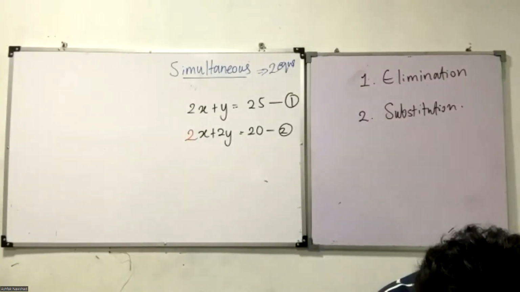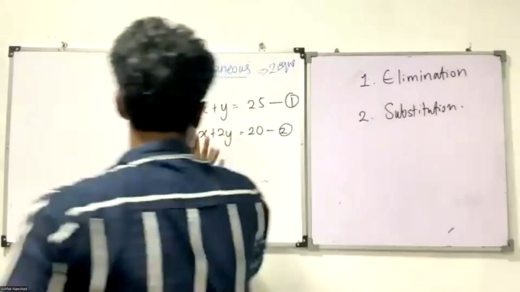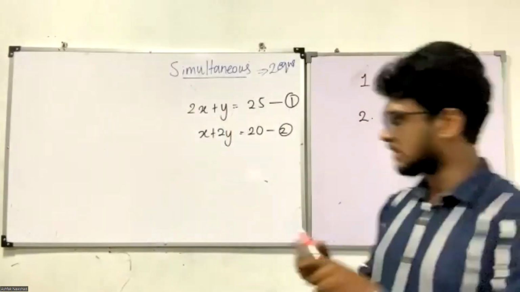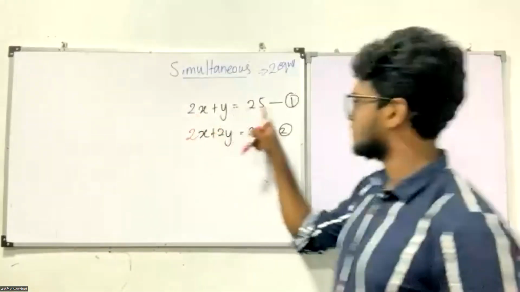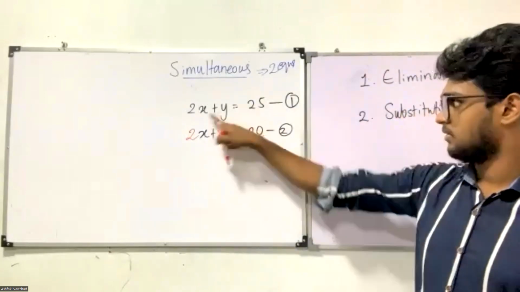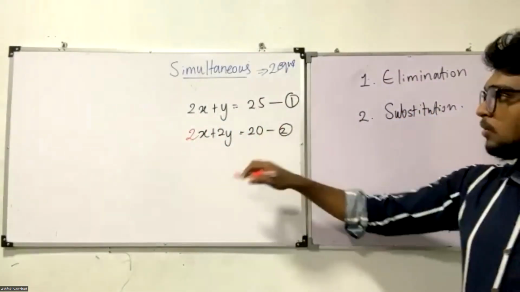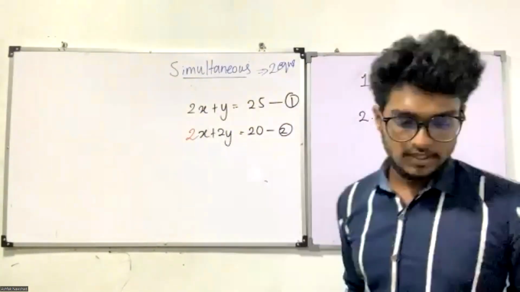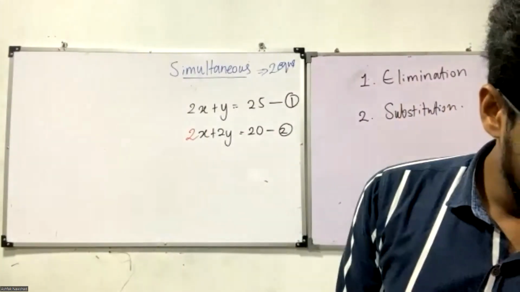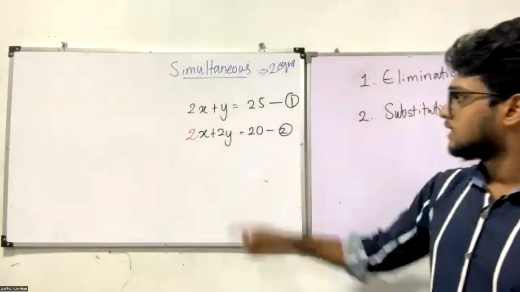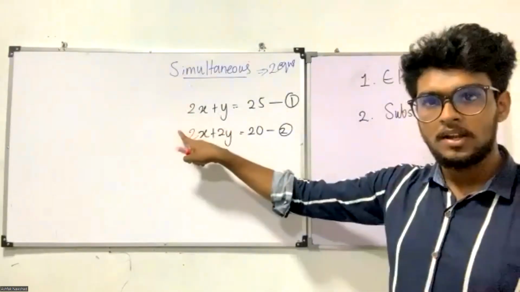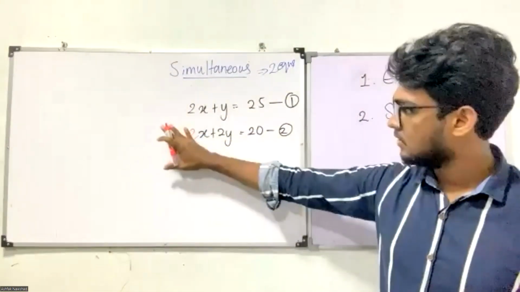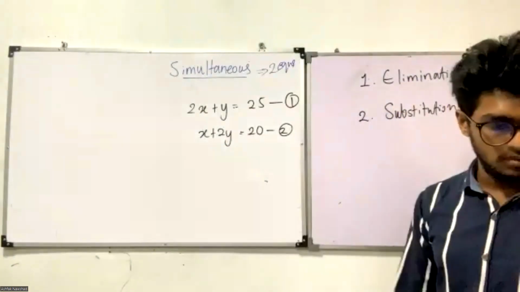Okay, I'll repeat. This is your pair of simultaneous equations. Suppose you are given 2x plus y is 25 and 2x plus 2y is 20. Now you will choose x. You are going to remove x. That's going to be easy, because the second step in elimination is to make the coefficients equal, and here the coefficients are already equal. Is that understood? You are going to choose what's easy for you.